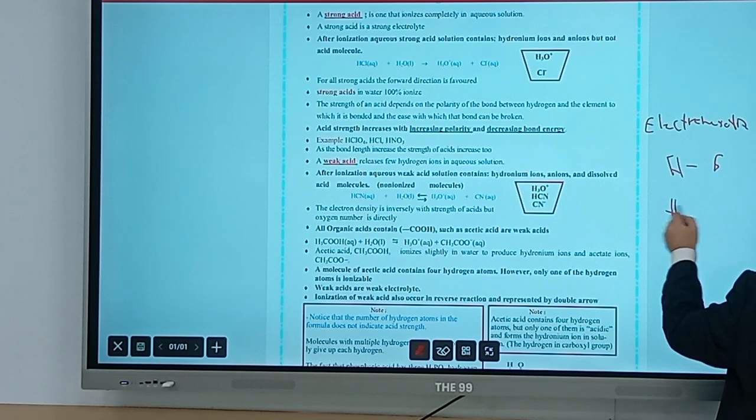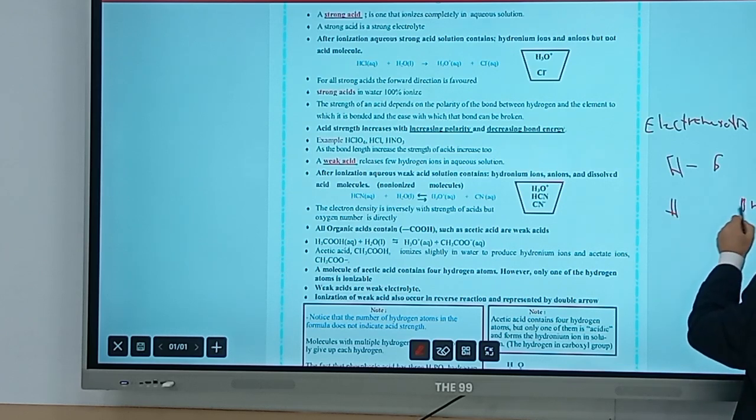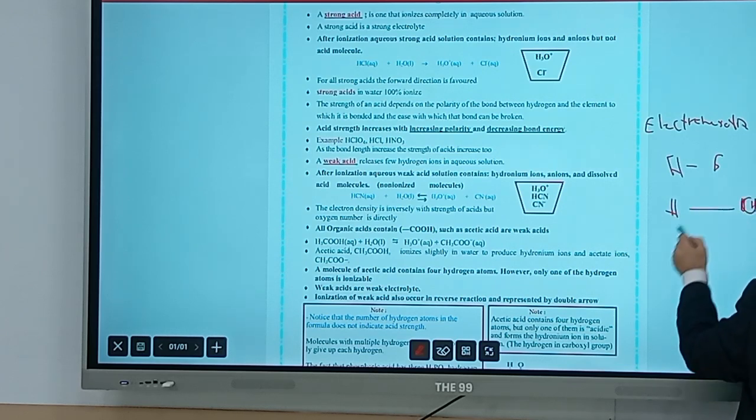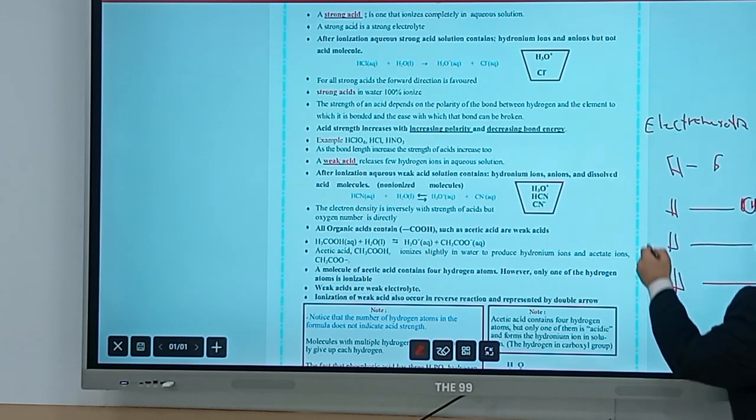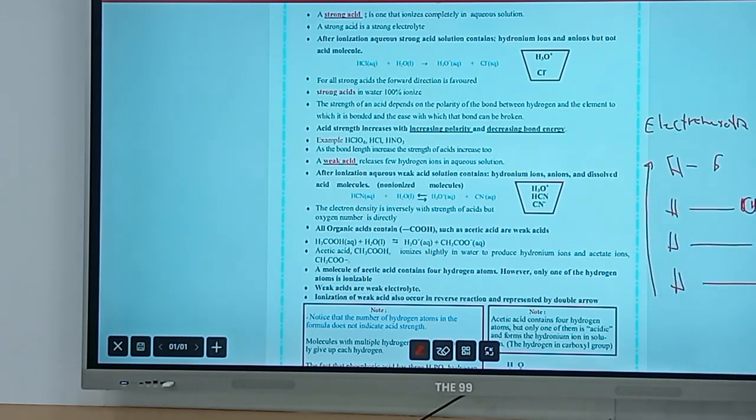HF, HBr or HCl, HBr, HI. Guys, in this direction, the electronegativity of the halogens increase.